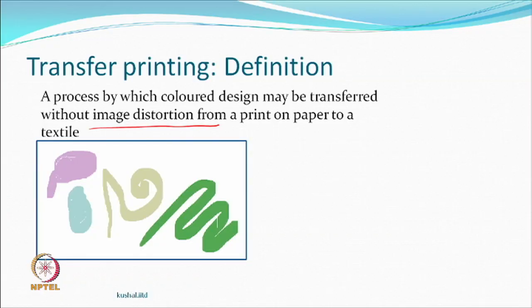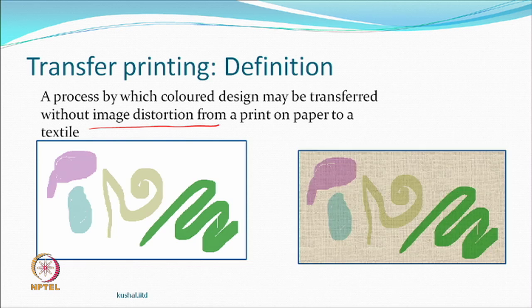So, whatever design, let us say this is a design on a paper or whatever colors that you have, all you are expecting is that after the transfer exactly the same thing will be on something called a fabric. So, you have this transfer, and this is what we call paper to fabric. So, you have a transfer printing on your hand.